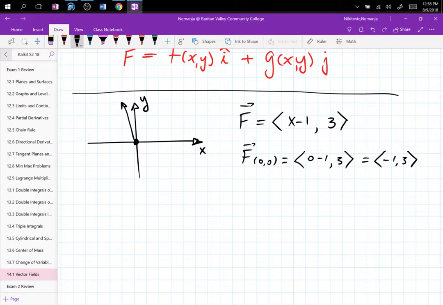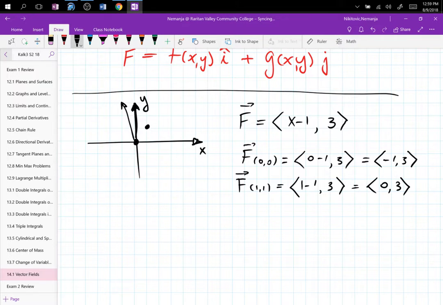If you pick a point, let's say (1, 1), you can pick any point you want. If you pick point (1, 1), you will have (1 minus 1, 3). That is going to give you the vector (0, 3). For (1, 1), it's right there. You are having (0, 3) as a vector.